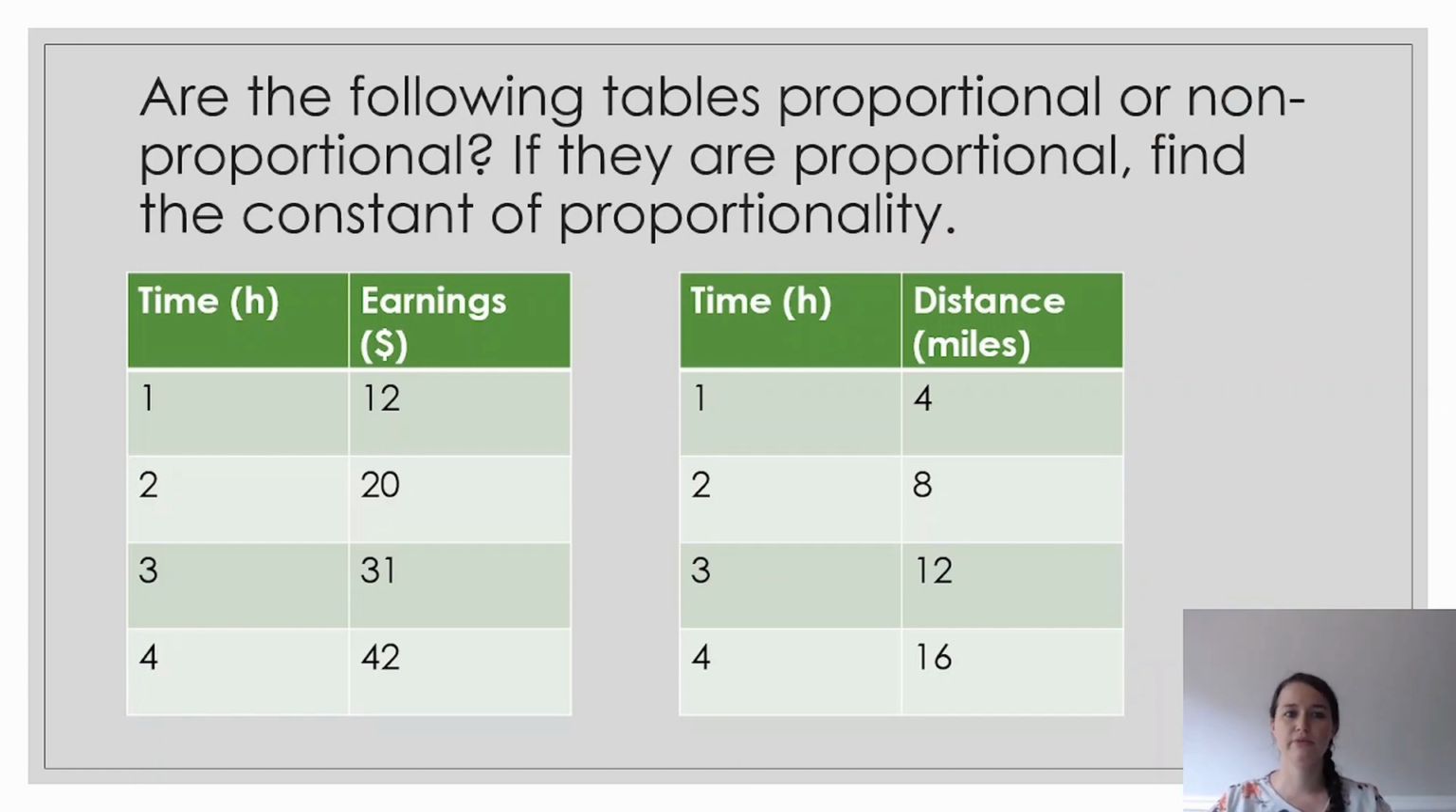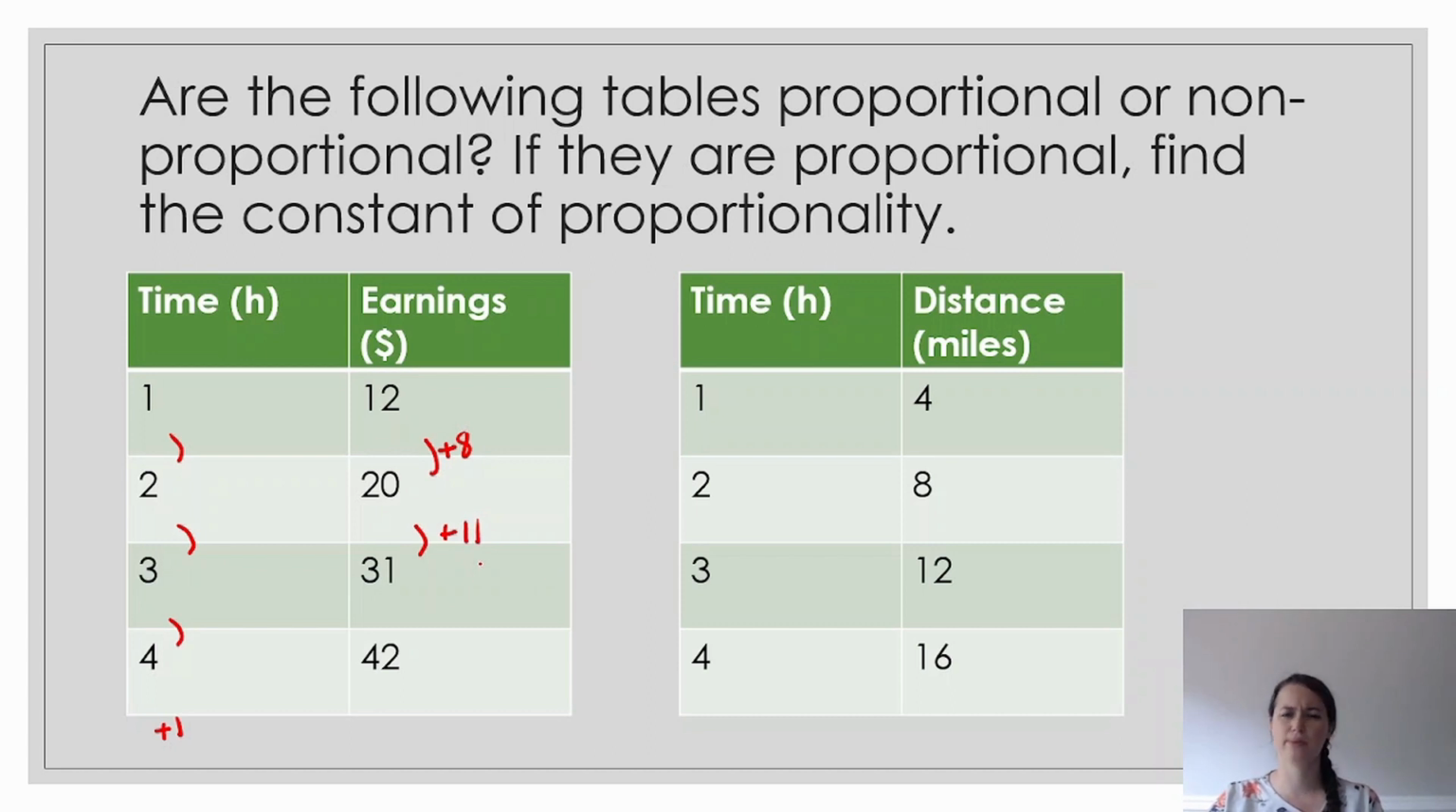All right, go ahead and pause the video here and try to find if these tables are proportional or non-proportional. And if they are proportional, try to find the constant of proportionality. All right, go ahead and pause. I'll go ahead and start. Your time here, 1, 2, 3, 4. So those all go up by one. You're welcome to do the individual changes, but I can quickly see they all go up by one. 12 to 20 goes up by eight. 20 to 31 goes up by 11.